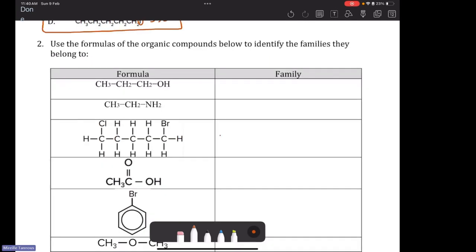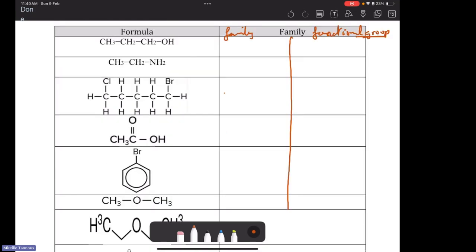Now, use the formula of the organic compounds below to identify the families. Be careful with these questions. They are asking you the family, not the functional group. But I'm going to split the table in two and we'll go back and repeat both of them. So here I'm going to write the family and here I'm going to write the functional group. You have to test yourself and mix them in order to memorize. Hydroxyl, sorry, hydroxyl, family, alcohol.